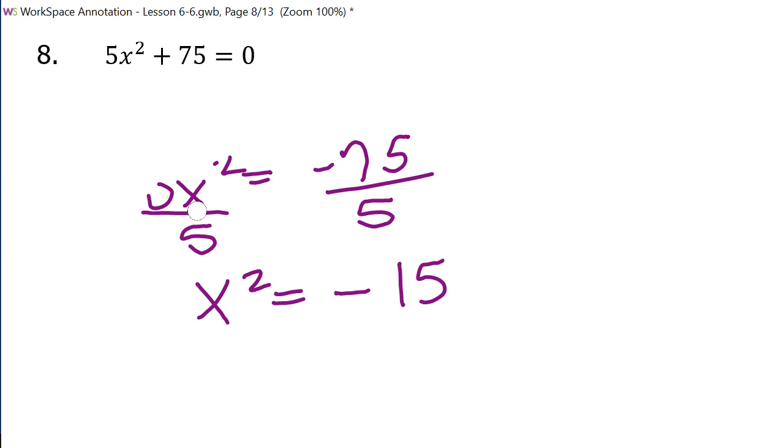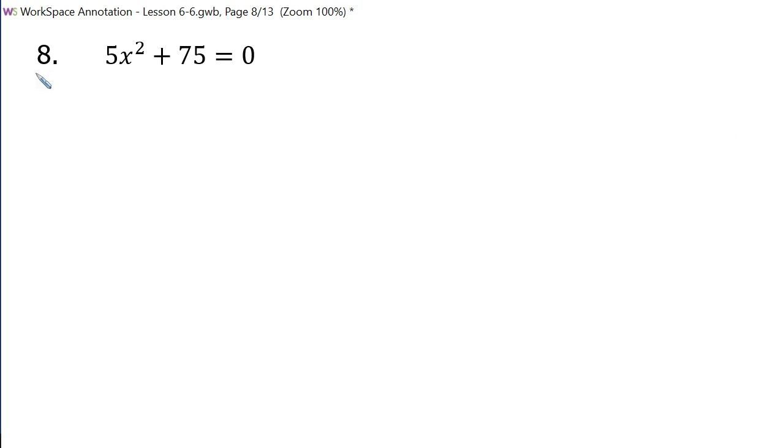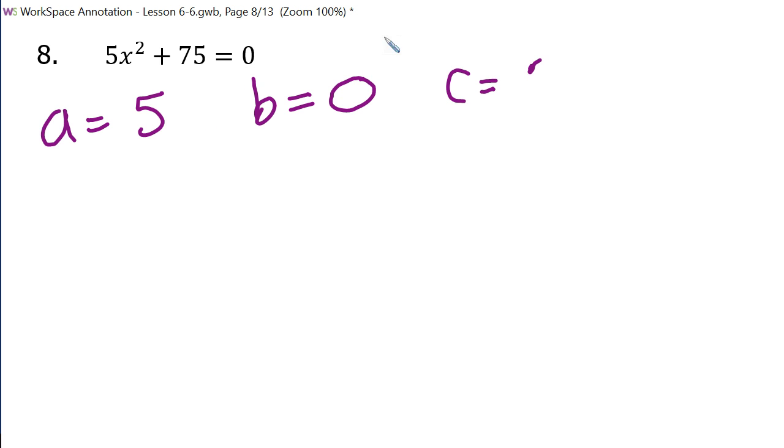Okay, so for number 8, what's the value for A? 5. What's the value for B? If it's not there, it's 0. So x is missing, so it's a 0x, because what's 0 times x? 0. That's why it's not there. So if it's not there, put a 0. And what is C? 75. Go ahead and finish number 8.